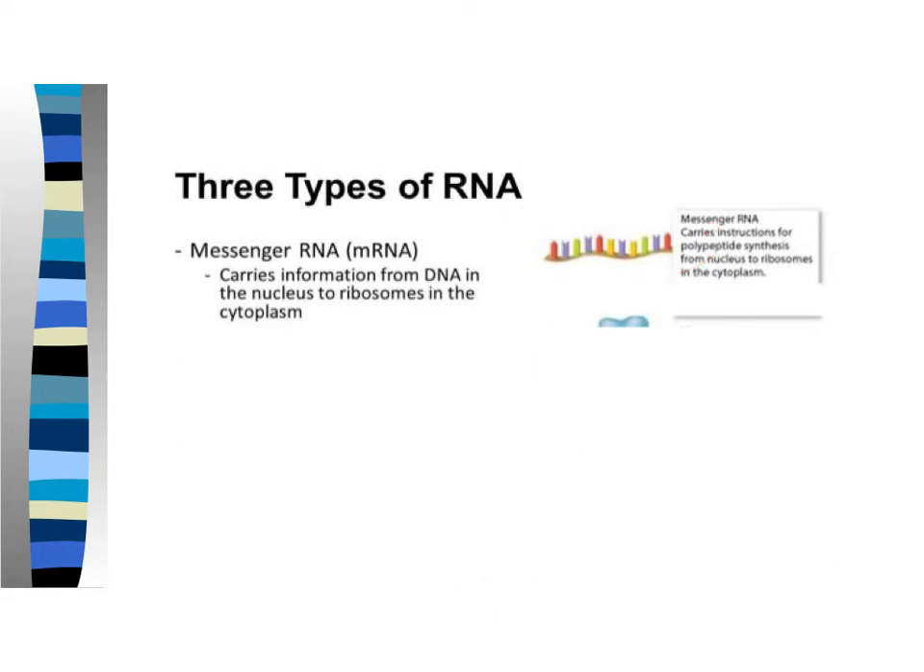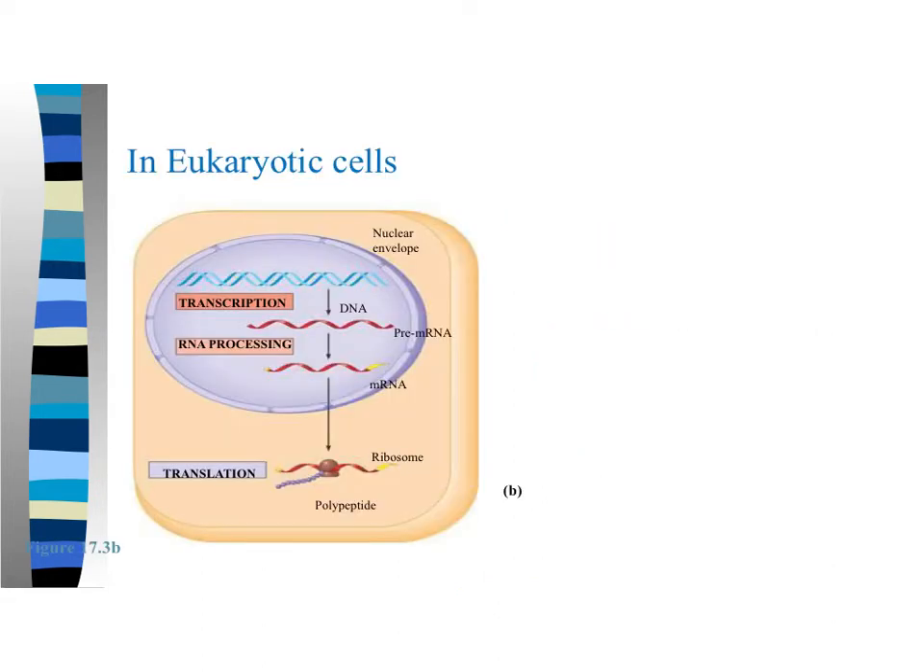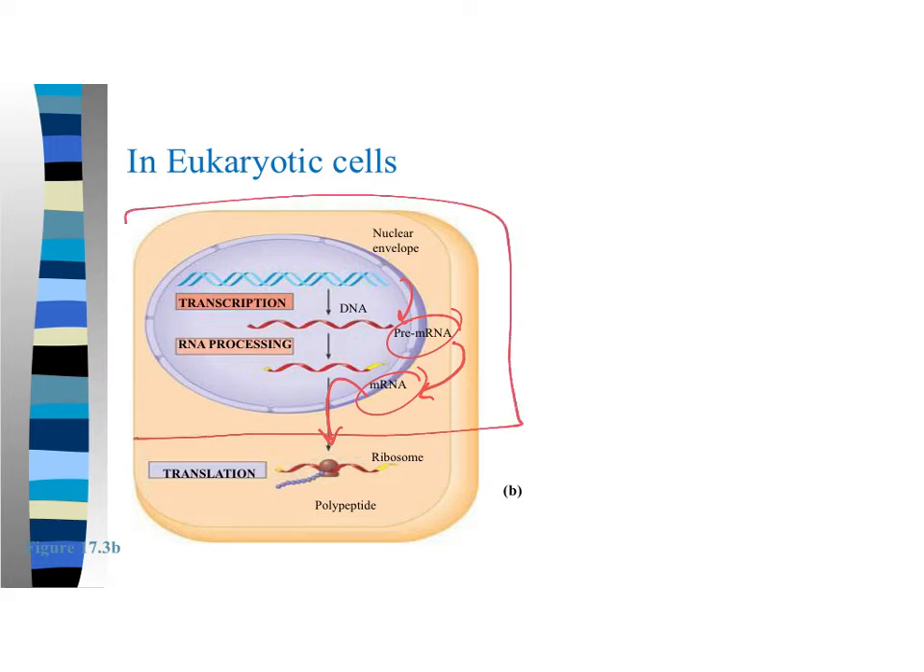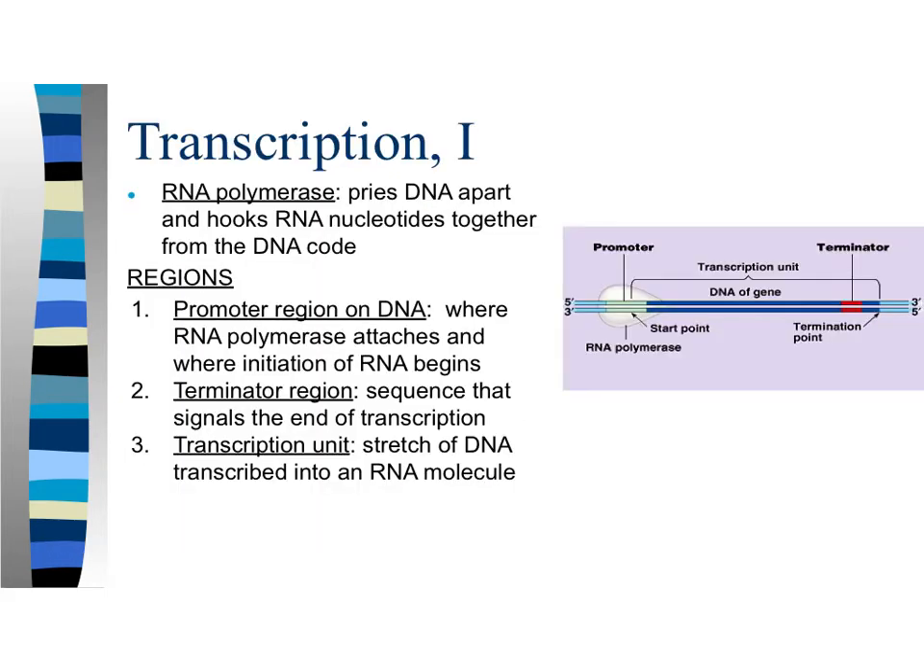We're going to focus more on mRNA to begin with. In eukaryotic cells, we go from DNA to pre-mRNA. Pre-mRNA is going to be processed into mRNA. It's going to leave the nucleus through these nuclear pores, and then we're going to undergo translation. So we'll talk about this process here in eukaryotic cells. In transcription, we have one key player: RNA polymerase. It's going to rip apart our DNA, hook RNA nucleotides together from the DNA code, and then it's going to spit out RNA on the other side. So here's our RNA polymerase down here.